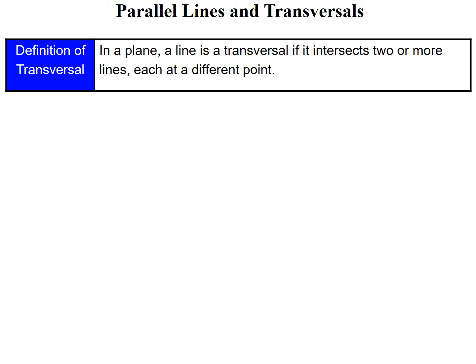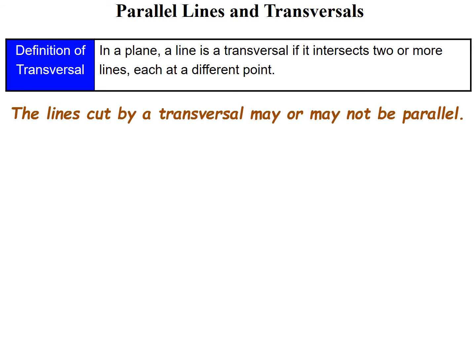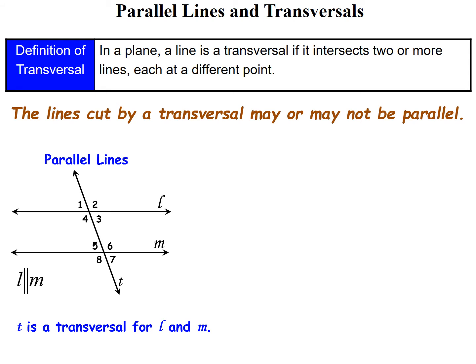Another way we can write the definition of a transversal is by saying, in a plane, a line is a transversal if it intersects two or more lines, each at a different point. So let's look at an example. Lines can be cut by a transversal, and they may or may not be parallel. So let's look at this first one. We have parallel lines, like our last slide, L and M, and we have this transversal line, T, that is intersecting line L and M.